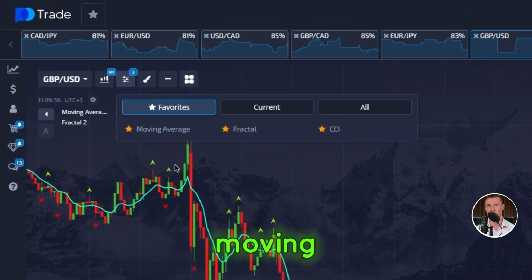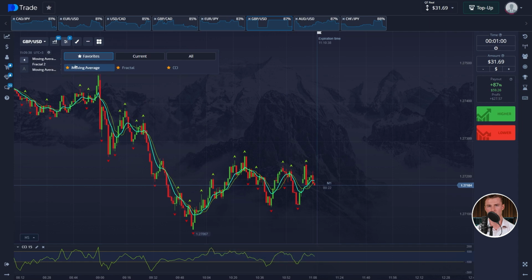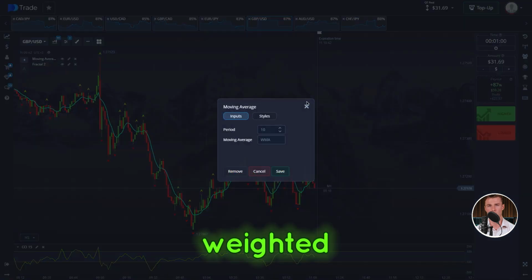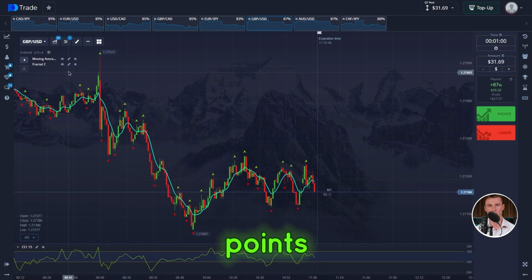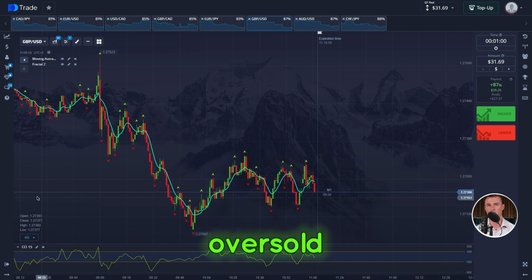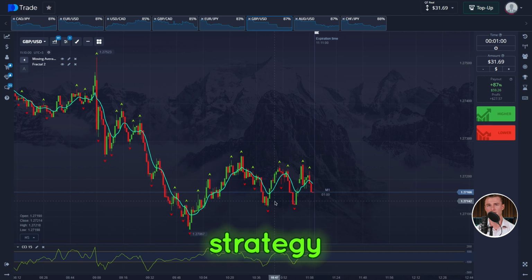We will have a moving average on the trend indicator. This moving average will have a period of 10, and it is a weighted moving average. The second trend indicator is a fractal, updating local points of highs and lows, and a CCI oscillator with a period of 15 to determine the oversold area. And overbought is a very simple and interesting strategy.